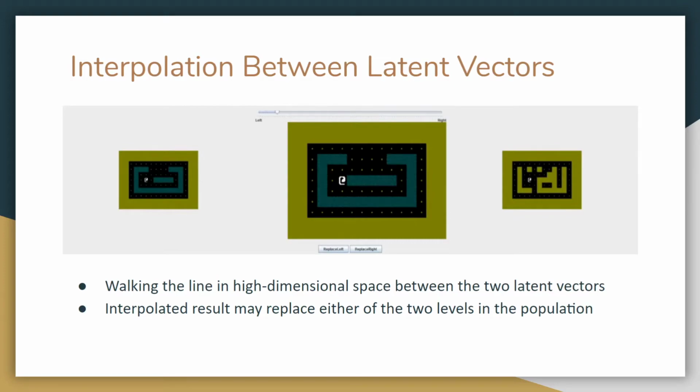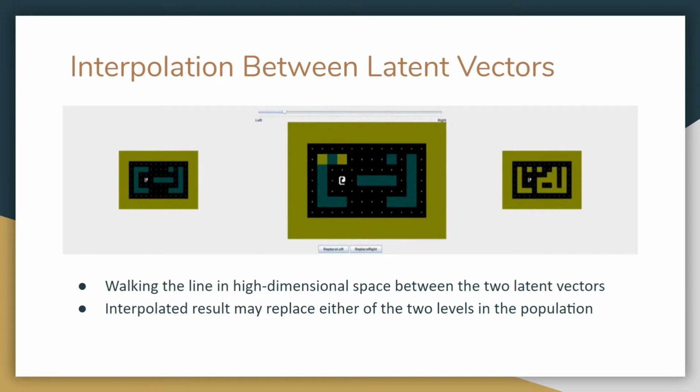So you can select any two members of the population, and the left and the right here are the ones that are from the population. Then there's this slider that lets you go from left to right, and what that's basically doing is walking a line in high-dimensional latent space between the two solutions that you picked, and it's showing you in the middle what the result of that vector would be.